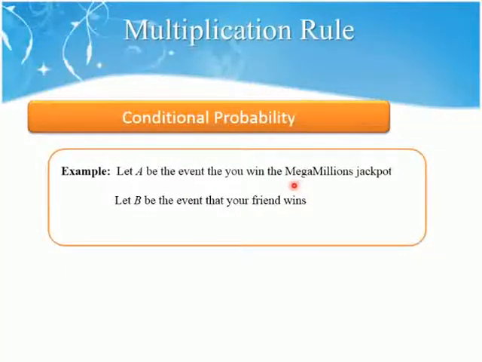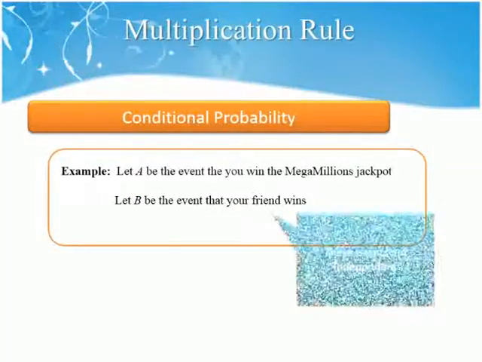So you winning has no bearing on what your friend wins. They can pick any numbers they want. It's independent of what you picked. So we'd say these events are independent.